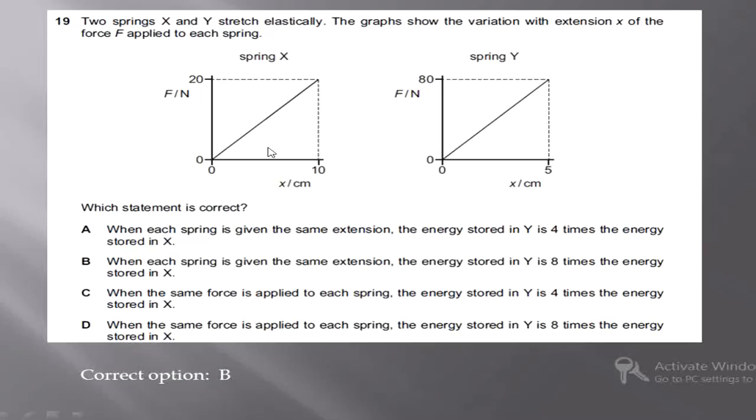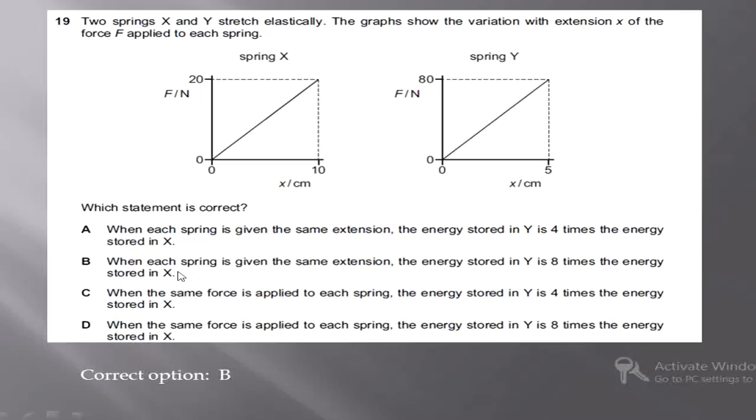Now let us understand and discuss the options. Option A: when each spring is given the same extension, the energy stored in Y is 4 times the energy stored in X. No. When spring X is given an extension of 5 centimeters, the force required is 10. When Y is given the same extension of 5 centimeters, the force required is 80. It means the energy stored is 8 times in Y for the same extension, not 4 times. So option A is incorrect.